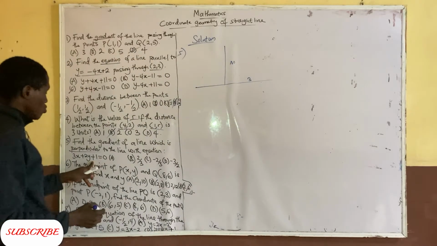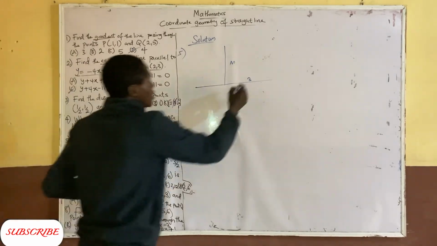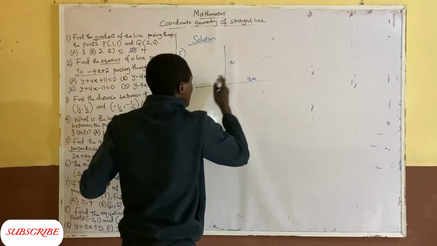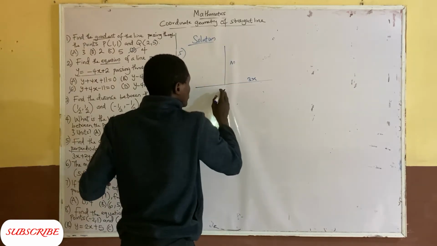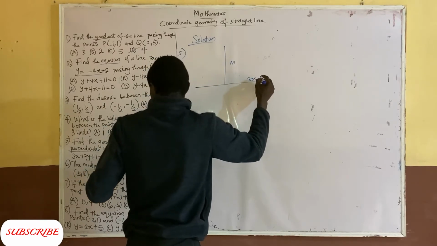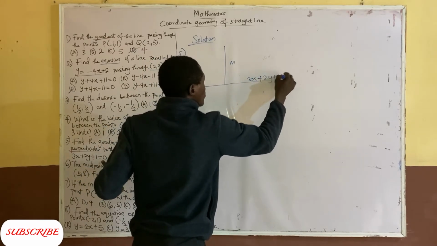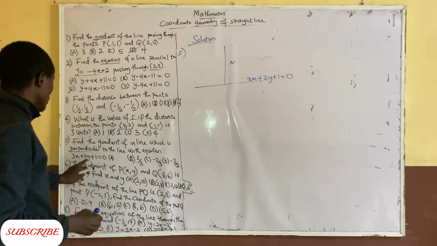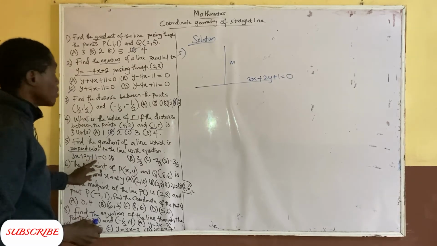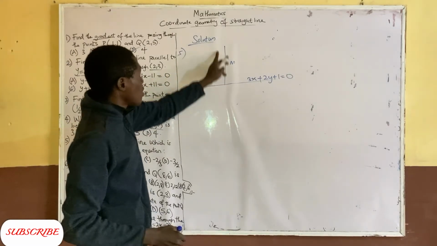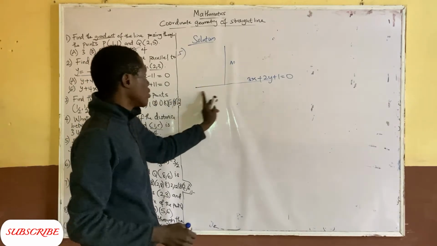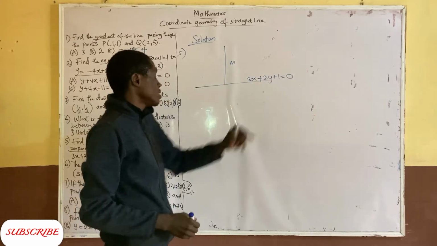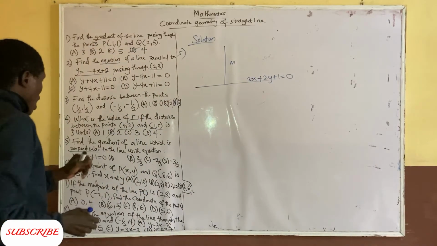3x plus 2y plus 1 equal to 0. Find the gradient of a line which is perpendicular to the line with equation 3x plus 2y plus 1 equals 0. So this is a line that we have to calculate the slope m. It's perpendicular to another straight line which has the equation 3x plus 2y plus 1 equals 0. So how do we go about this?